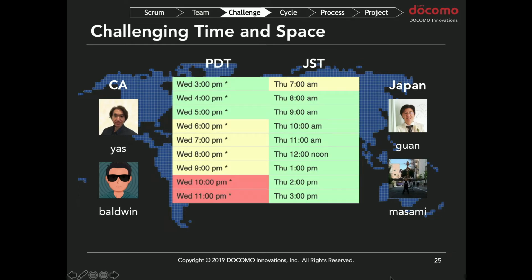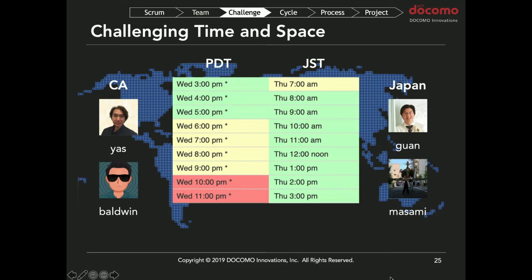It's very difficult to find some kind of overlapping time. So we found that in California, 6 p.m. PDT, Pacific time, and then 10 a.m. Japan Standard Time, is almost one of the golden times. And then we need to have some life balance.